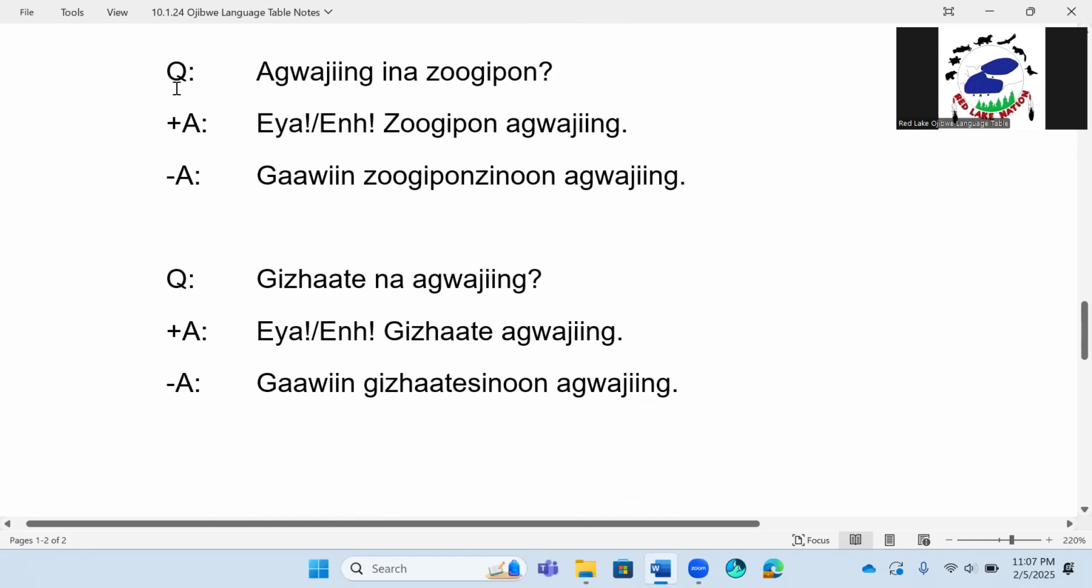Another example, Gijate na agwajing. Notice this first question up here, I put agwajing at the front. Na or ina is always in the second position. And then the weather word went here. You can put the weather word in the front, and na is always going to be in the second part if you're asking the question. And then agwajing can go on the end. So this question now is Gijate na agwajing. Positive answer. Yeah. Gijate agwajing. Is it hot outside? Negative answer. Gawin gijate sinun agwajing.